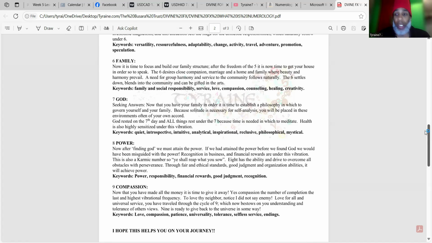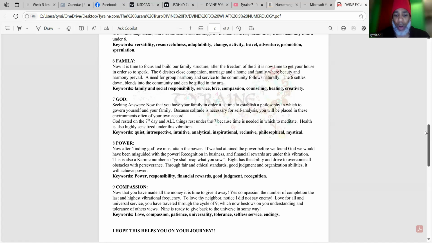And I'm a martial artist, been studying for years, and I do have a past in which my temper would often get the best of me. So there are two sides to every coin, right? Temper is something I still have to struggle and work on, right? But I'm a work in progress, right? To love thy neighbor, notice I did not say enemy. Love for all in universal service.